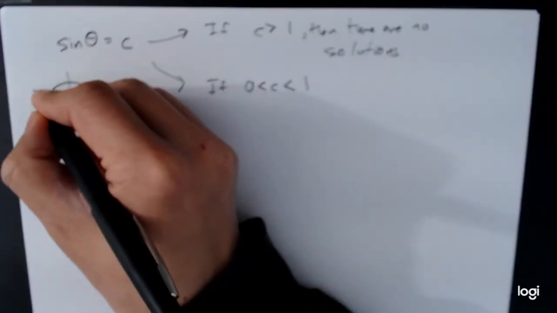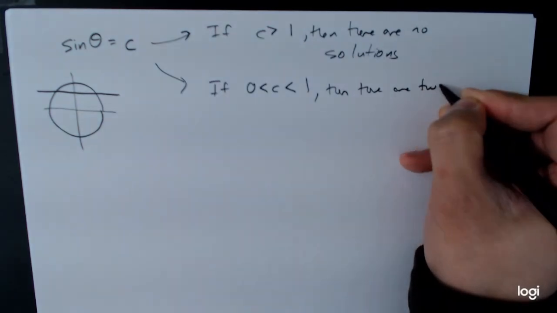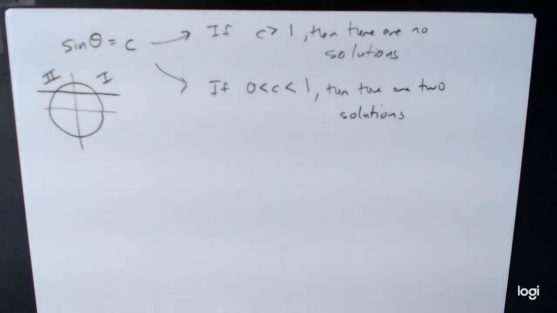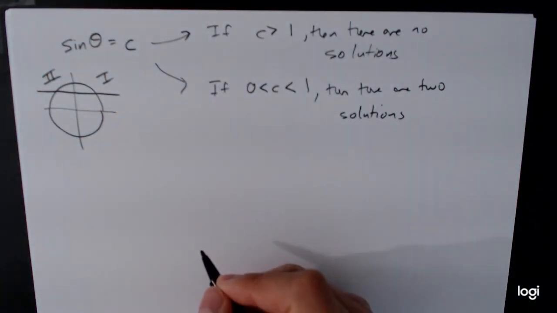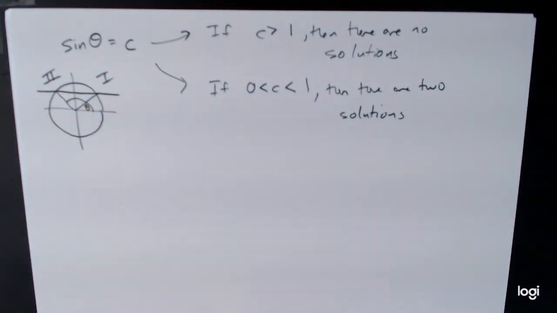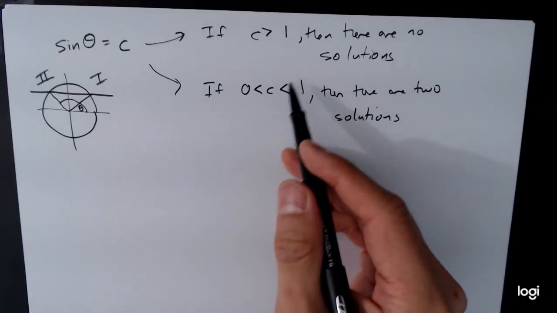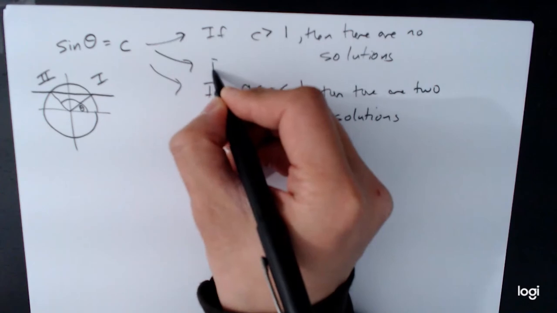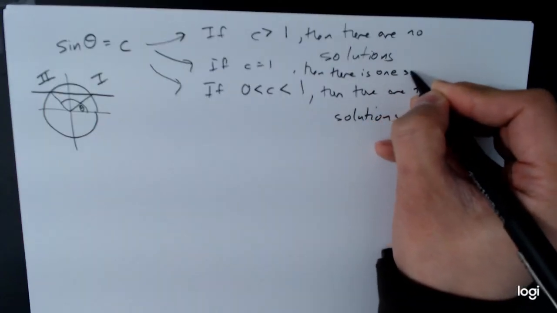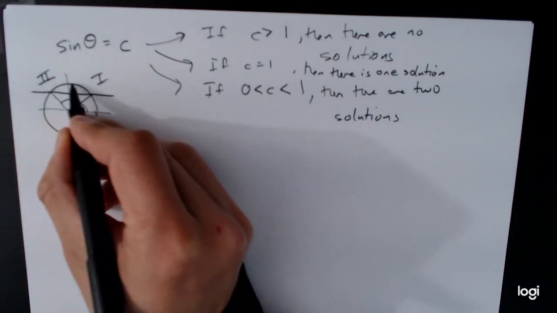If c is between 0 and 1, we're in this situation, and there are two solutions. And that corresponds to a solution in the first quadrant and a solution in the second quadrant. And this is where we get those two angles from. We get one angle from over here, but then we also get this angle over here. And so we have to take that into account every time we try to solve this sort of situation. And I sort of skipped the case in the middle. If c equals 1, then there is one solution. And that corresponds to that line being tangent to the unit circle right there.